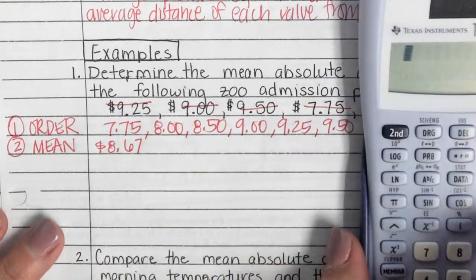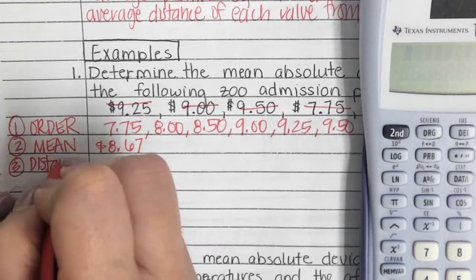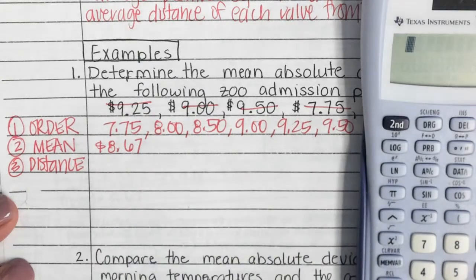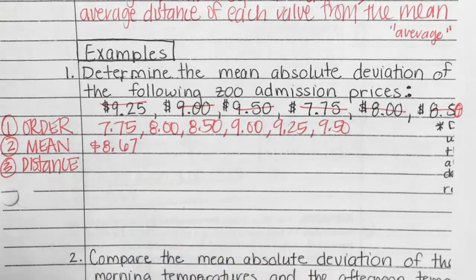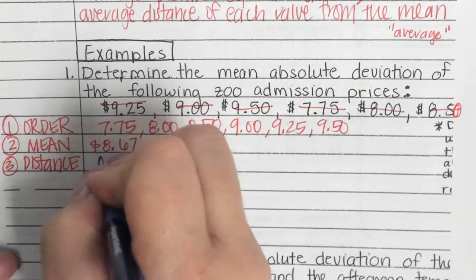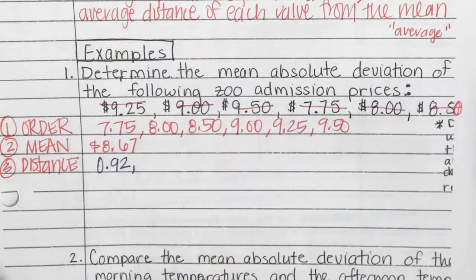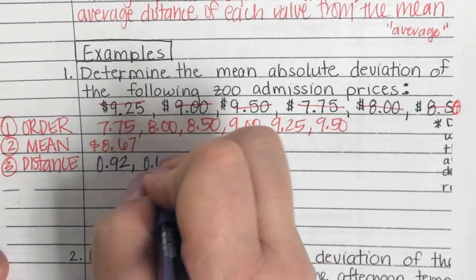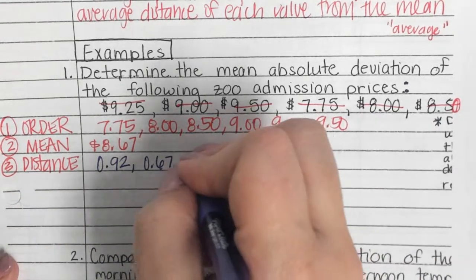Okay, here we go. So we have our mean. My third step is that we are going to find the distance. Now, this is where I like to do things in a different color. If I want to find distance between the mean and this number, how do I find it? Subtract. So I'm going to do 8.67 minus 7.75. That gives me 0.92. Okay? How far is 8.67 from 8? 0.67. Some of these you don't have to use a calculator for. What about 8.50? 0.17. Okay?